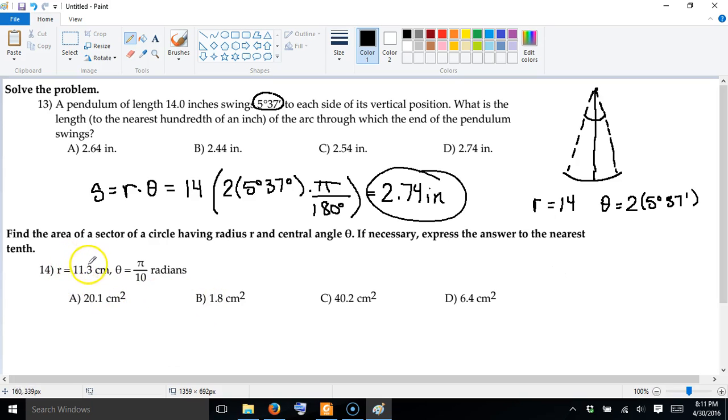Okay, on this problem, not too bad at all. What we were asked to find, it says the area of a sector of a circle. So you're going to need to look at your area of a sector formula, which is area equals 1/2 r squared theta. And just like the arc length, the theta is in radians, so is this theta here for your area of a sector. So plug in what you know.